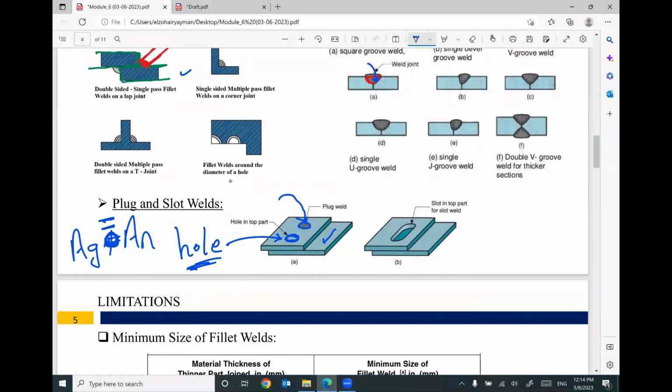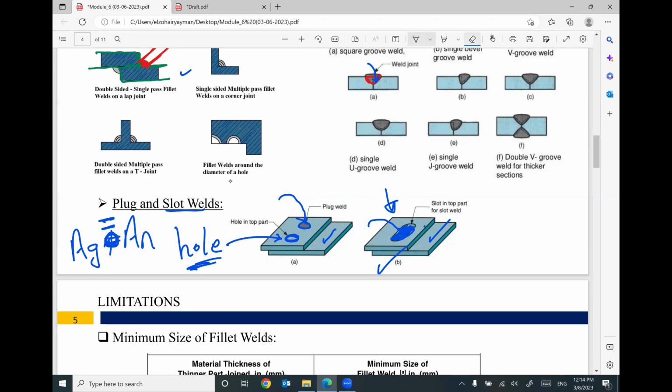Sometimes your hole is a circle, sometimes your hole looks like a slot, like this one. Once you fill this slot with welding, keep in mind the weld will contact the lower plate. At the same time, you are filling the slot in the upper plate. So you are connecting the two using slot weld.